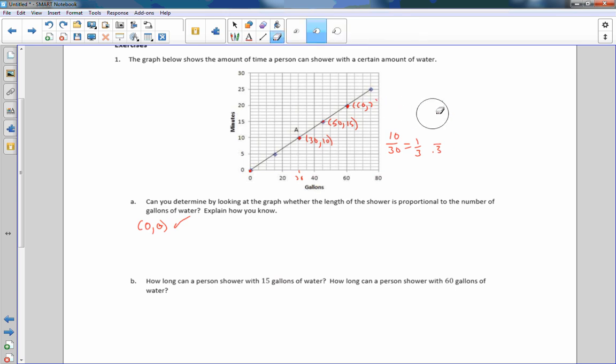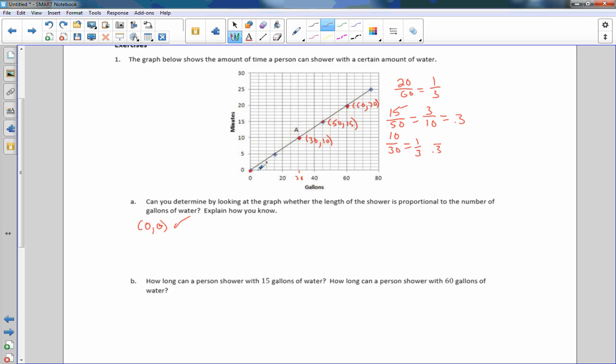Okay, and let me do this one again. This is 15 divided by 50. And 5 will go into 15 3 times, 5 will go into 50 10 times, so that equals 0.3, but it's not repeating. And this is (60, 20), so 60 is y divided by x, which is 2 over 6, which reduces to 1 over 3.